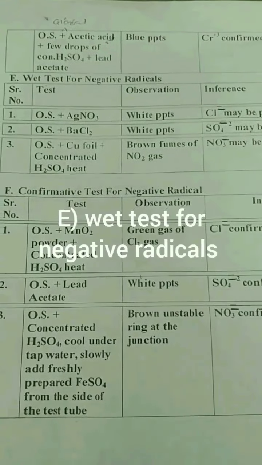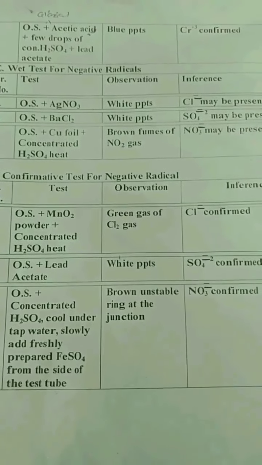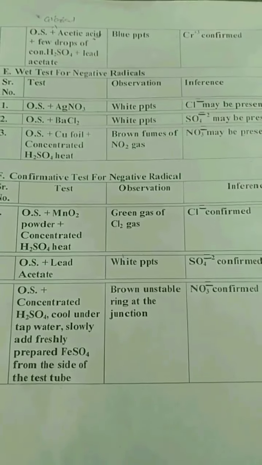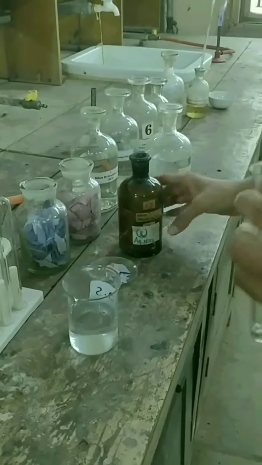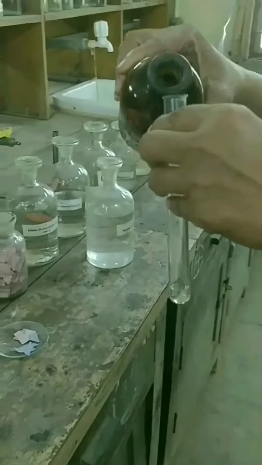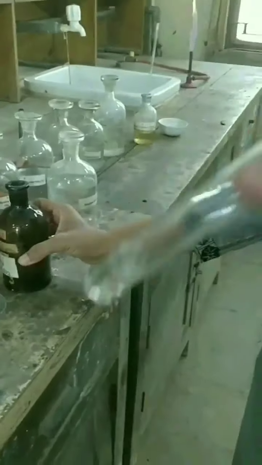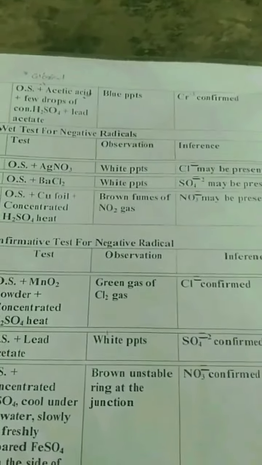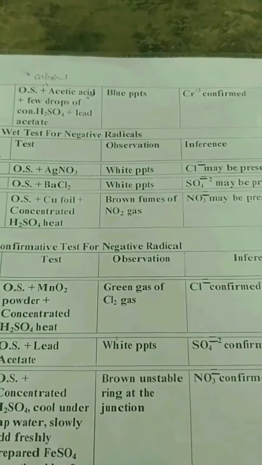The E part, that is wet test for the negative radicals. For this, first we will do the test for chloride. For this we will take OS in a test tube. Then we will add AgNO3, that is silver nitrate. We can see that there are no precipitates. That means in the observation, you will write no precipitates, Cl- absent.